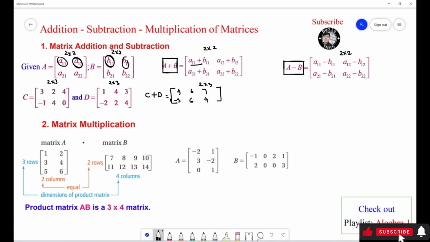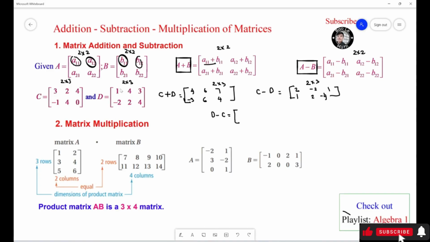Now if we subtract, C minus D, what's it going to be? It's still 2 by 3. 3 minus 1 is going to be 2. 2 minus 4 is going to be negative 2. 4 minus 3 should be 1. Negative 1 minus negative 2 should be 1. 4 minus 2 should be 2. 0 minus 4 should be negative 4.